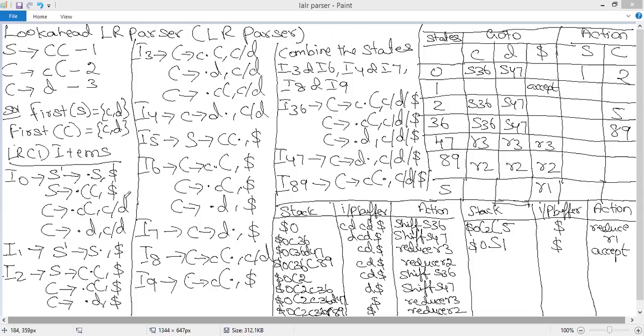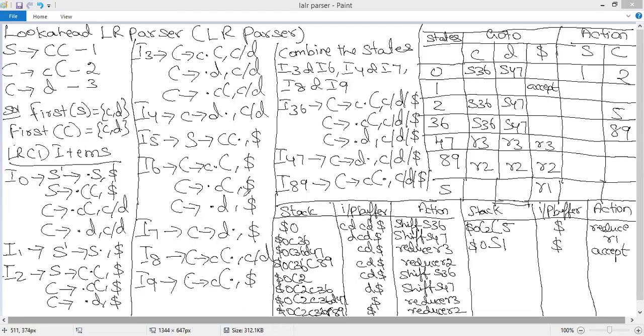These are the states we have identified in the CLR parser that I have mentioned here: I0, I1, I2, I3, I4, I5, I6, I7, I8, and I9. Totally 10 states, from I0 to I9. What we are going to do is check which states are equal. You see here, I3 and I6 are equal except for their look-aheads.